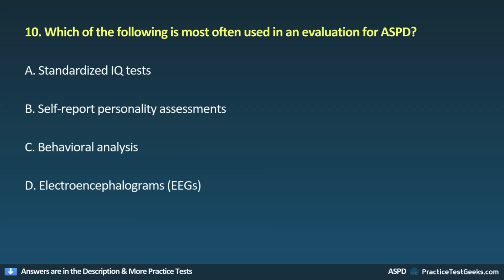10. Which of the following is most often used in an evaluation for ASPD? A. Standardized IQ tests. B. Self-report personality assessments. C. Behavioral analysis. D. Electroencephalograms, EEGs.